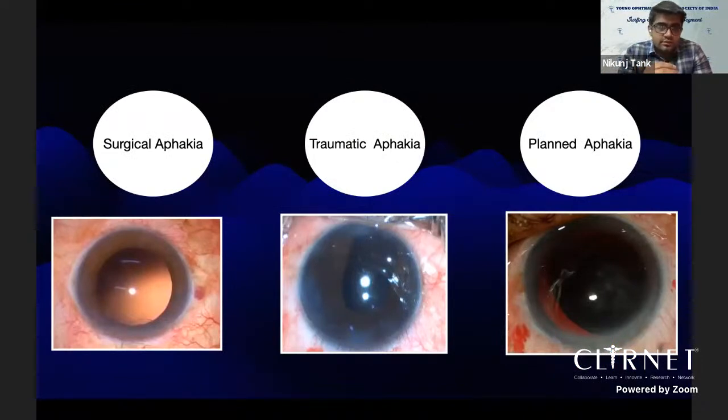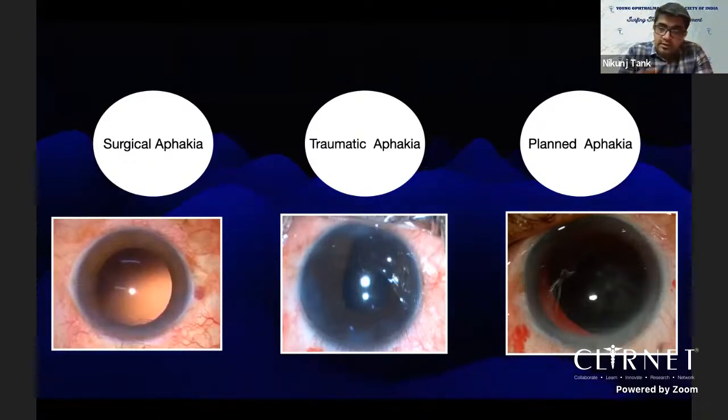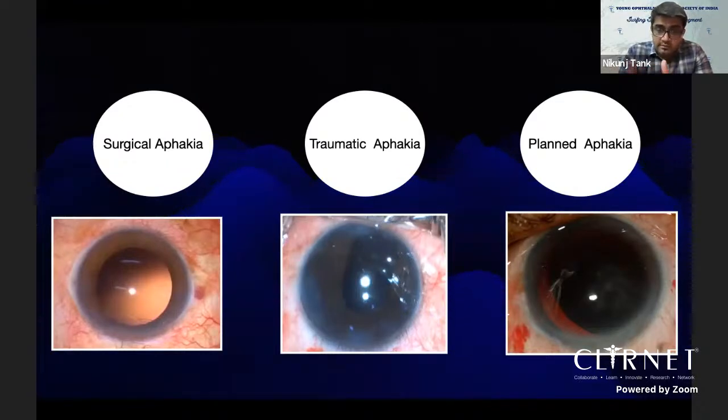These are the situations where you need to manage differently apart from our routine in-the-bag or sulcus IOL. Either it is a surgical aphakia, where you end up having a large PCR or not having adequate anterior capsule support, or there is a traumatic aphakia with traumatic loss of nucleus and zonules. In this case you can see in the photograph that there is also a loss of iris tissue in the inferior part. Or there is a planned aphakia.